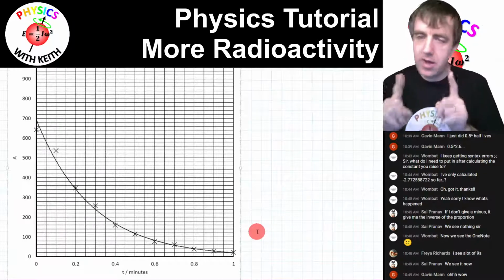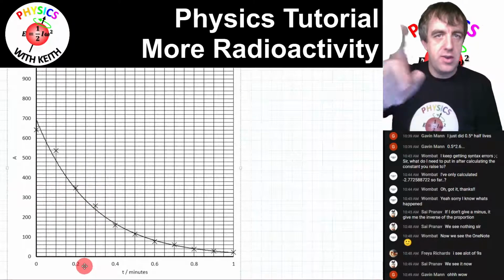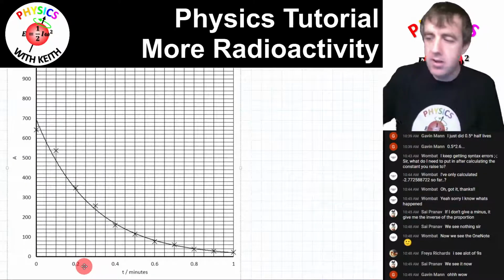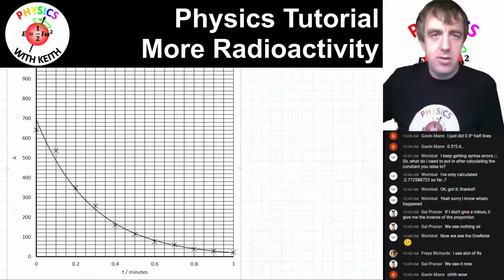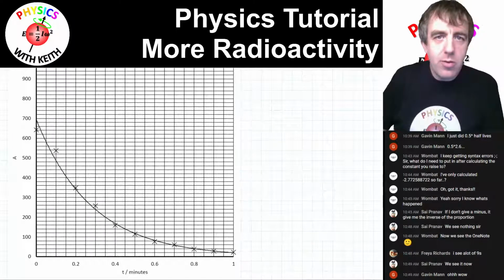If we want to calculate the half-life, GCSE, you read off here, you halve it, you read across, you read down, that's the half-life. Decay constant, natural log of 2 divided by the half-life. Fine. What do we do at A level? Well, let's just move this out of the way. I've always got too many windows open.